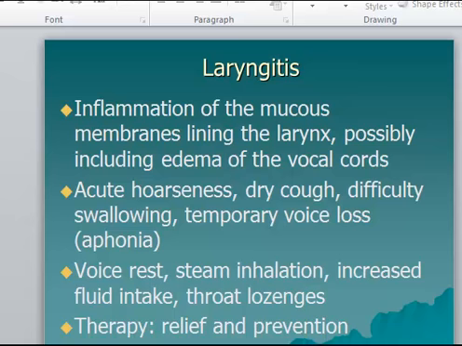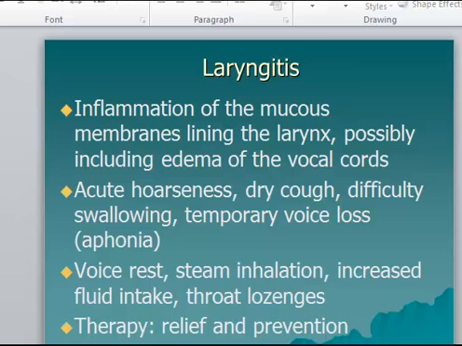Antibiotic therapy and bronchodilators are prescribed, especially if there are also symptoms of sinusitis or bronchitis or any other type of bacterial infection present. So we're going to teach the patient and family about relief measures, infection prevention, and avoidance of alcohol, tobacco, pollutants, anything that can irritate the larynx.